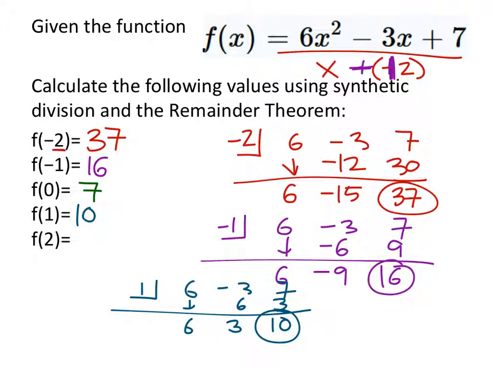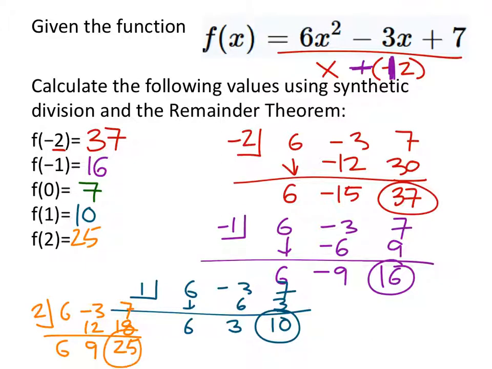Finally, let's do the 2. So I got the 2, 6, negative 3, 7. 6 times 2 is 12. And what do I get here? 9, 18, 25. 25. That was my remainder. Bam.